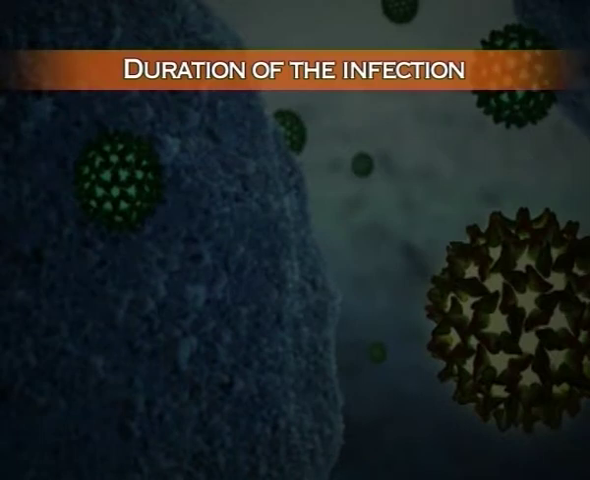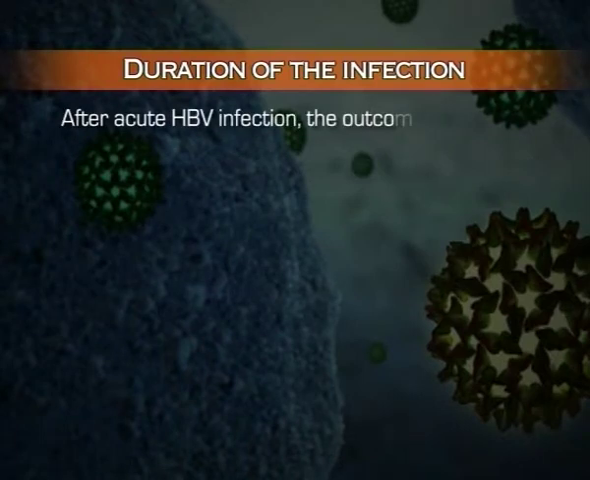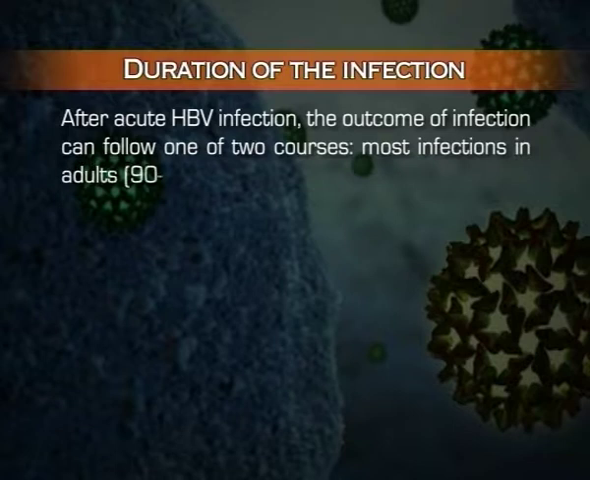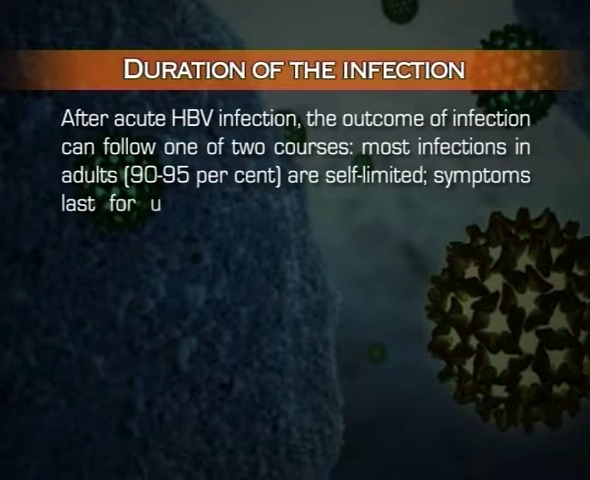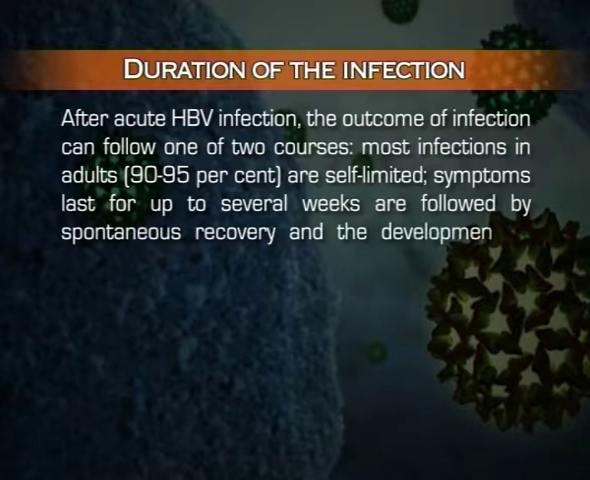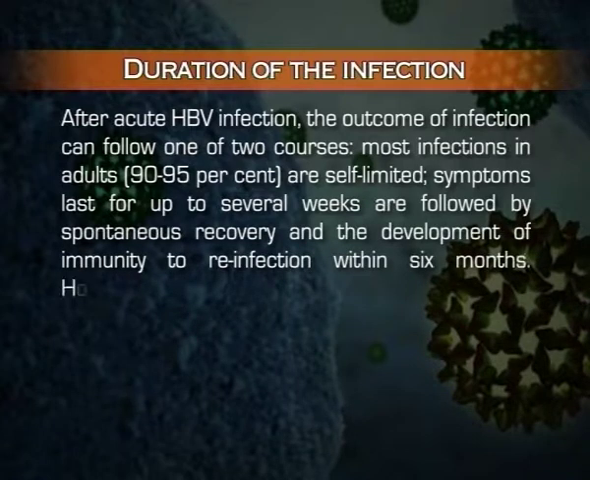Now we have duration of the infection. After acute hepatitis B virus infection, the outcome can follow one of two courses. Most infections in adults, that is 90 to 95%, are self-limited, with symptoms lasting up to several weeks, followed by spontaneous recovery and development of immunity to reinfection within 6 months.